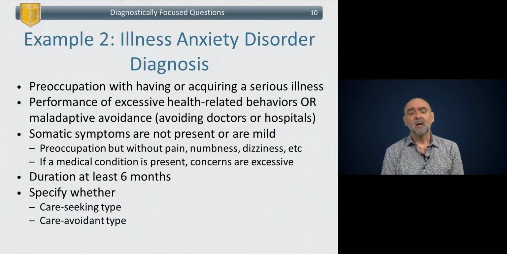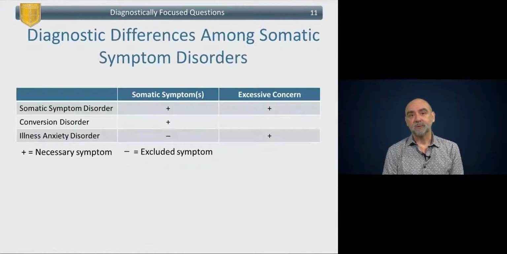And then you want to specify if it's care-seeking type or care-avoidant type. So some people with illness anxiety are actually so deathly afraid of their worst fears being confirmed through a medical workup that they actually avoid seeing doctors and other clinicians. So when we put this in a little table, then this is what we get.